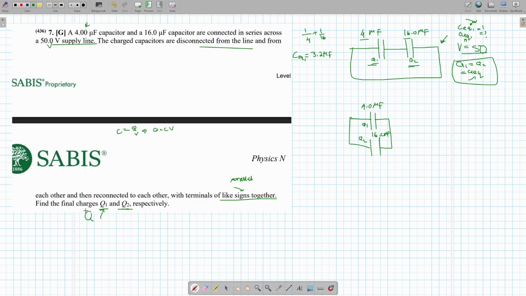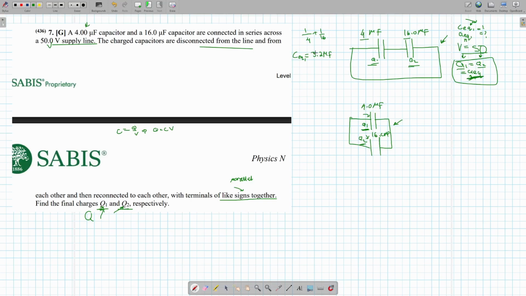So we can figure out what Q1 and Q2 is from here. But they want the final charges of Q1 and Q2 at the end, after disconnecting. So let's take a look over here. Let's find first Q equivalent. Then we know what Q1 and Q2 is. We can substitute them here and here, right? Then we can substitute it here and here and find the charges here. Now, please pay attention, Q1 and Q2 here is not going to be exactly the same as the Q1 and Q2 here, okay? When I get there, I'll explain. But for now, let's find what Q equivalent is.